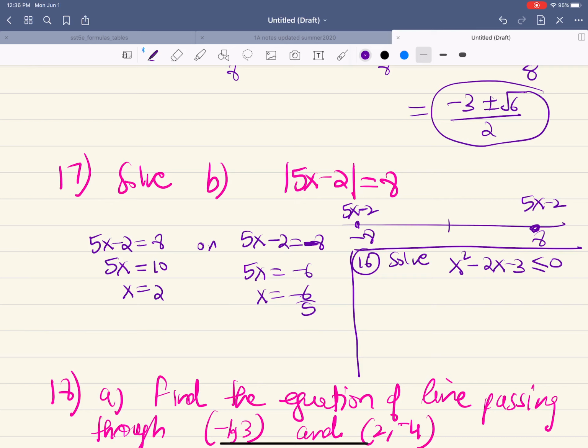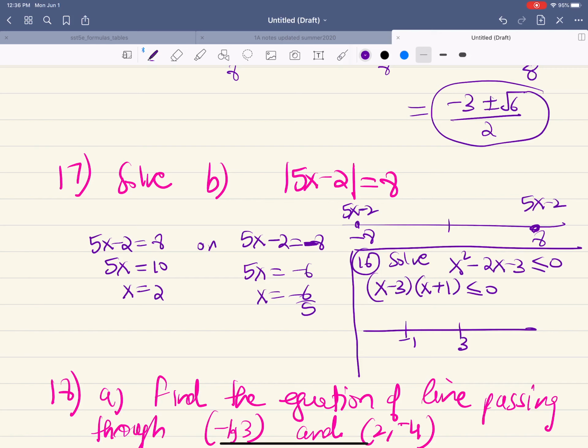Well, to solve a quadratic inequality, the first thing I need to do is factor the quadratic. So I'm looking for two numbers that multiply to give me negative 3 and add up to give me negative 2. They would be x minus 3 and x plus 1, which would be my factors. Now my critical values are negative 1 and positive 3.